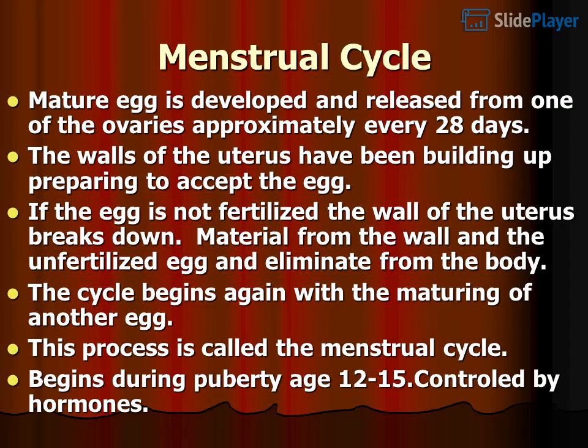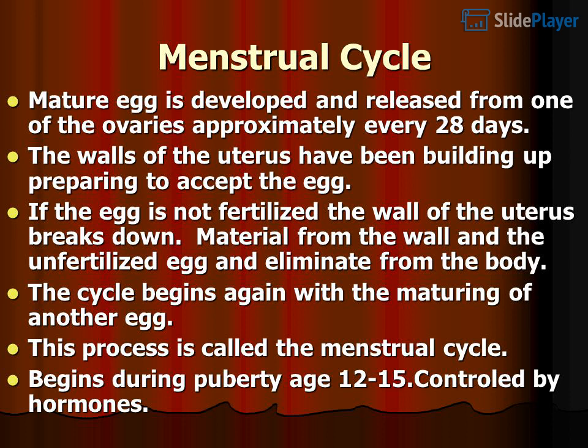Menstrual cycle. A mature egg is developed and released from one of the ovaries approximately every 28 days. The walls of the uterus have been building up, preparing to accept the egg. If the egg is not fertilized, the wall of the uterus breaks down. Material from the wall and the unfertilized egg are eliminated from the body. The cycle begins again with the maturing of another egg. This process is called the menstrual cycle.